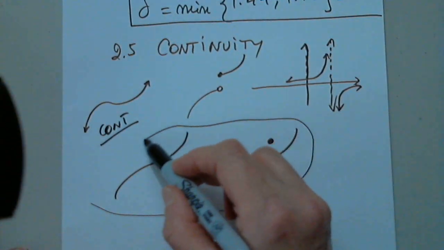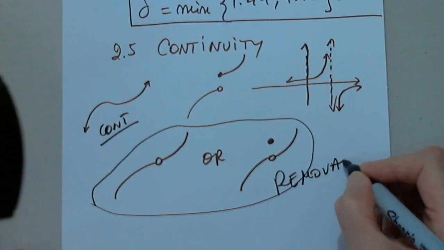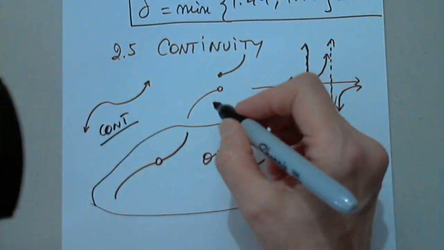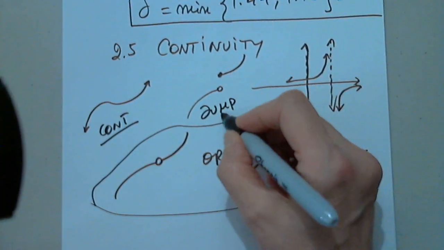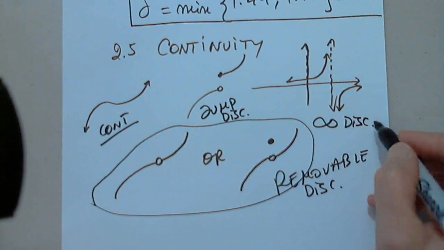These two have a very special name. They're called removable discontinuity. This one is called jump discontinuity. And this one is called infinite discontinuity.